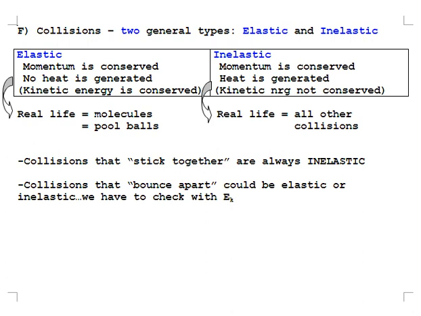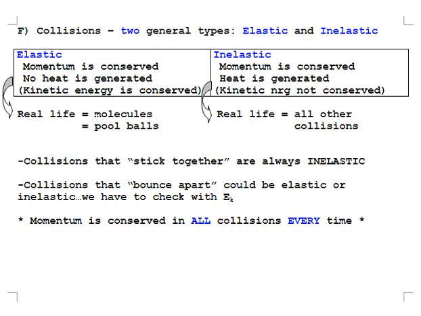But what we can say about all collisions is that momentum is always conserved all the time. That's what we did in Chapter 5, and that rule is going to hold true throughout collisions round 2 here in Chapter 6. So let's try a couple of examples. I'll show you a hit and stick and a hit and bounce apart, and we'll look at the kinetic energy calculations as well.